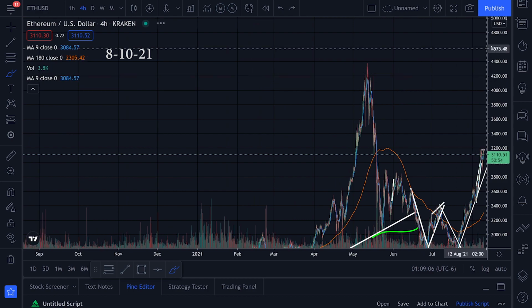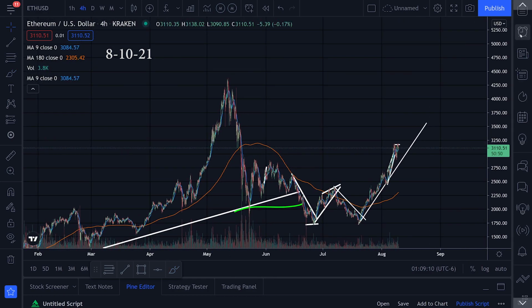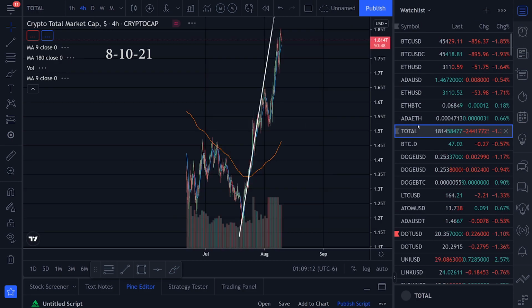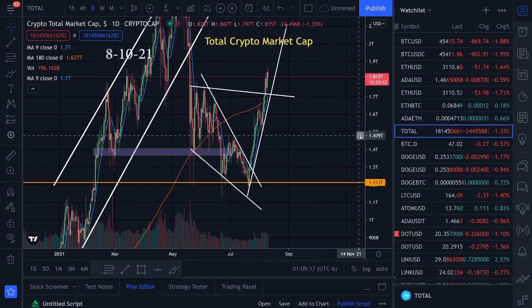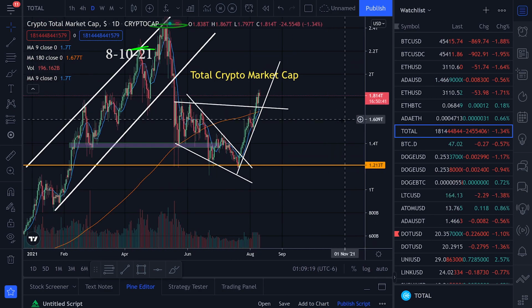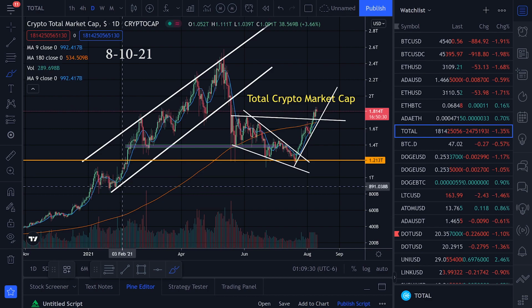I was looking at the total market cap. We could go to the total market cap real quick and look at that, because this is looking pretty good. So let's go to the daily time frame. I was looking at this on the monthly time frame, but let's look at this on the daily and the weekly for starters. So we had this rising channel.